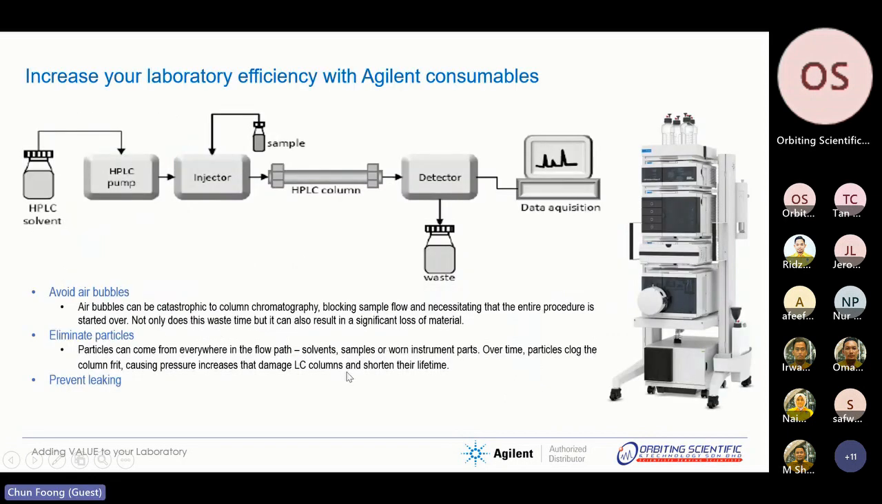When we use the LC system, there are a few little things we need to take note of. The first thing is that we need to avoid air bubbles, because an air bubble can be catastrophic to our column chromatography. It will block the sample from flowing through the column, and it will also give you a lot of funny chromatograms. So air bubbles are one thing we want to avoid.